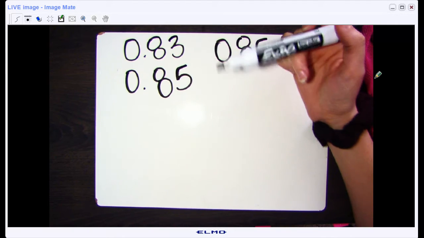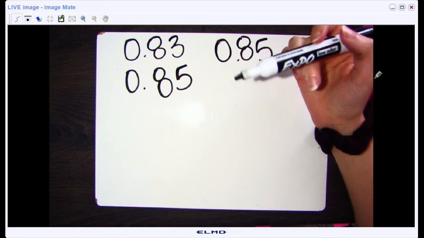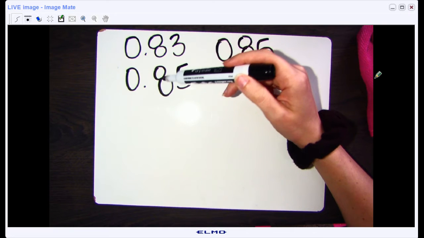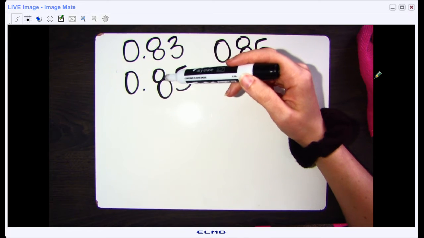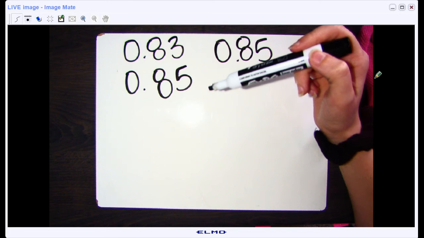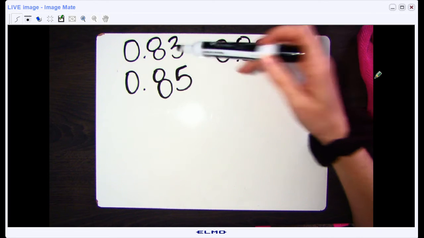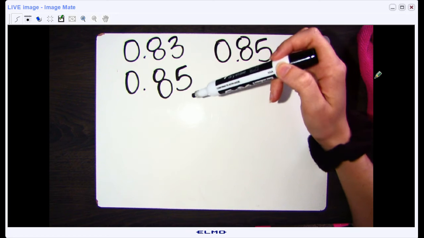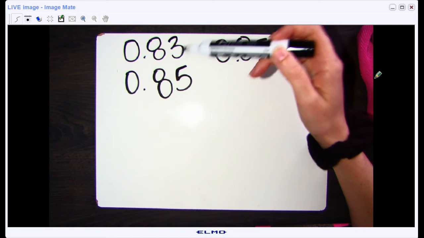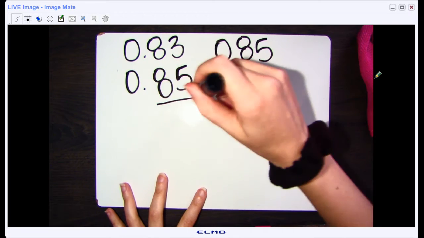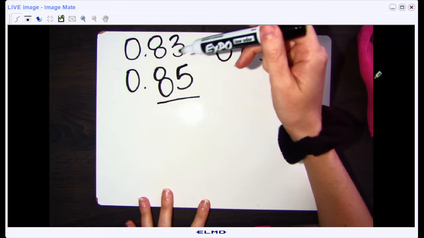So when we compare, we're looking for which one's bigger. So in this case, 8 and 8 are the same in the tens place, so we need to look at the next column, which would be in the hundredths place. Now between 3 and 5, 5 is obviously bigger than 3, so 85 hundredths must be bigger than 83 hundredths.